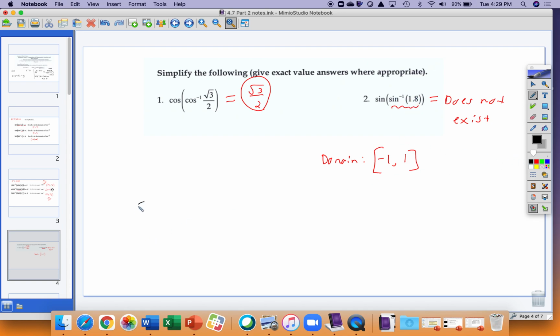The sine inverse of 1.8 is just saying, hey, there is an angle where if I take the sine of the angle, I get 1.8. Well, if this is true, that means I would have a right triangle. If this was angle theta, the opposite would be 1.8 and the hypotenuse would be 1. There's no way for the hypotenuse to be smaller than the leg, and that's why I am not able to do this. This is undefined. It looks like that. It's called the empty set. You can't do that, so it does not exist.